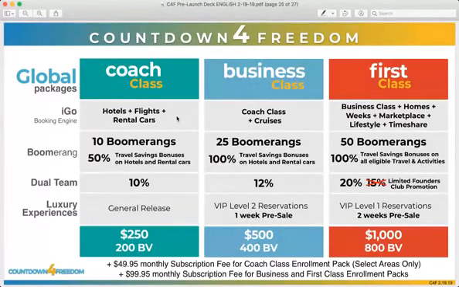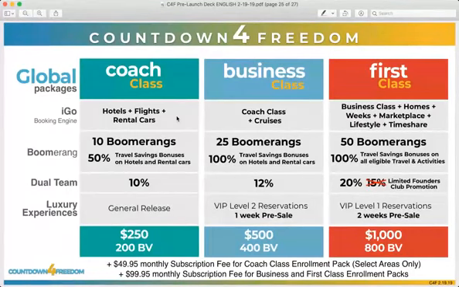Now, some of you have had a first class experience. Once you do, it's kind of hard to go back. But listen, wherever you can get started, the key is getting started. So first class, what do you get? You get the iGo booking engine that has all the bells and whistles. You get 50 boomerangs to share that goodwill all around and participate in 100% of the bonuses.